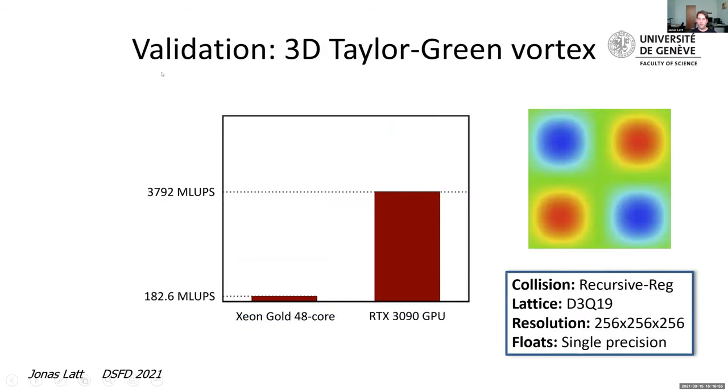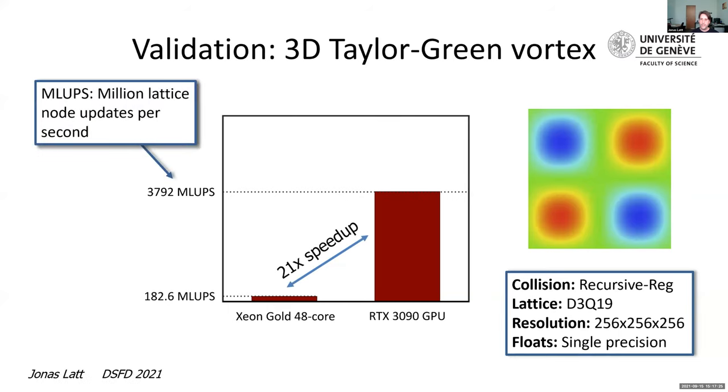So the first benchmark is a 3D Taylor Green vortex. The image just shows a cut through the domain. This is a really simple problem. It is homogeneous. It has no boundary conditions. And performance is measured in megalops. This is a million lattice site updates per second. So more is better. And the CPU with all 48 cores reaches 180 megalops. The GPU reaches 3,800 megalops. And this is a speed up of 21.